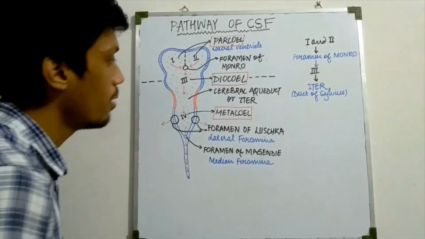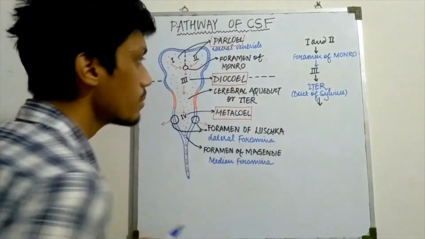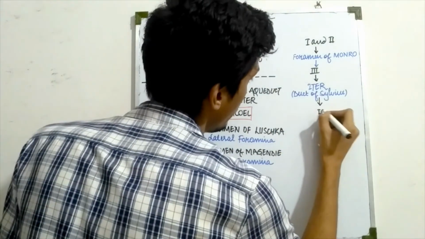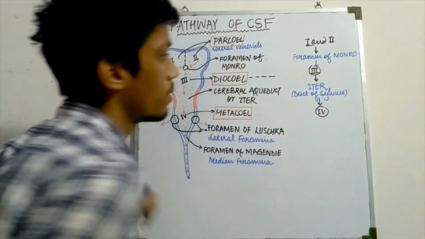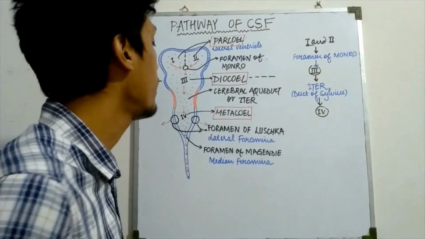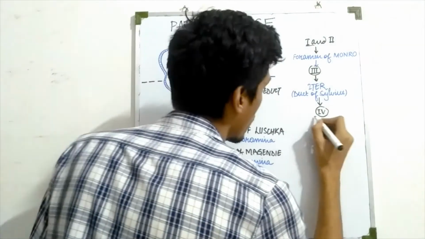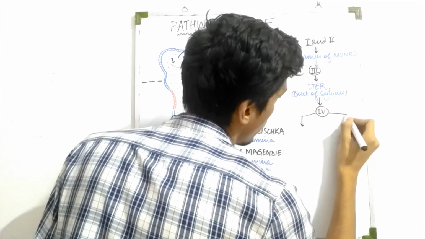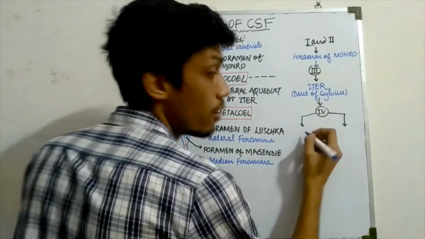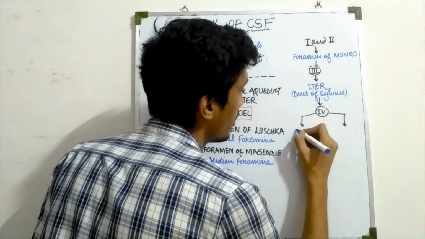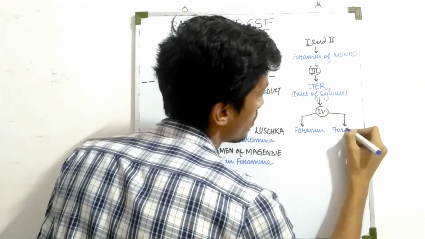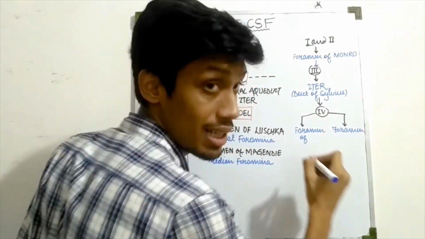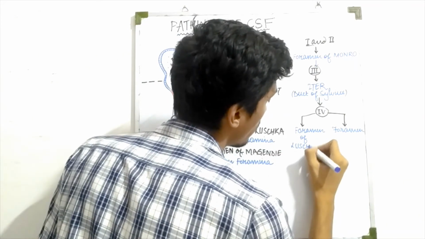From the iter, it will go to the metacoele, the fourth ventricle. From the fourth ventricle, which is the metacoele, there are two pathways. The first pathway is the foramen of Luschka, and the second pathway is the foramen of Magendie.